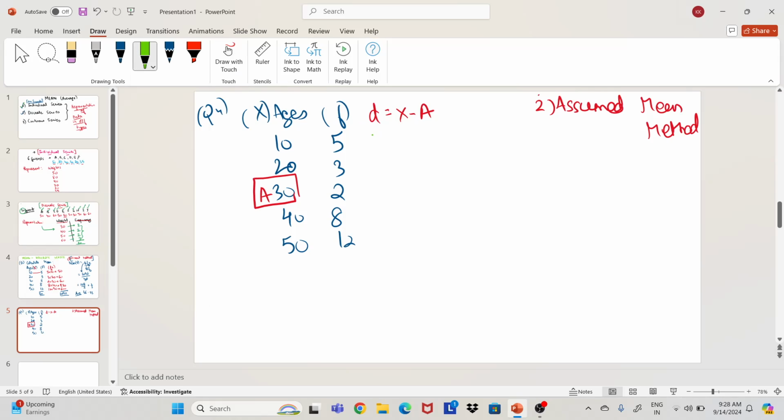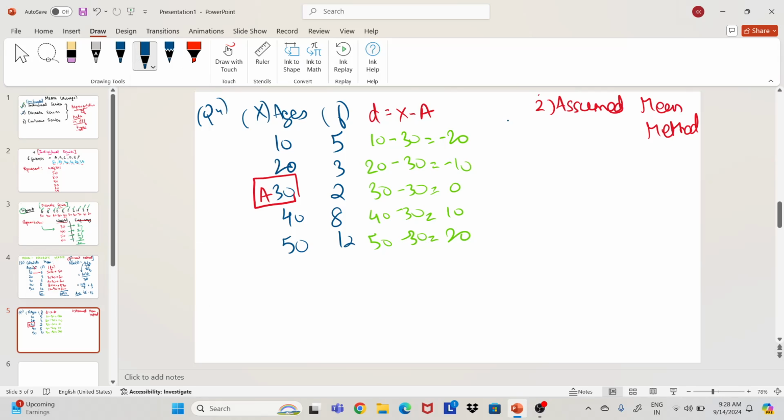What is x in this case? 10 minus a, where a is 30, 20 minus 30, 30 minus 30, 40 minus 30, and 50 minus 30. So d comes out to be minus 20, d comes out to be minus 10. This is 0, this is 10, and this is 20. Now we have calculated d.